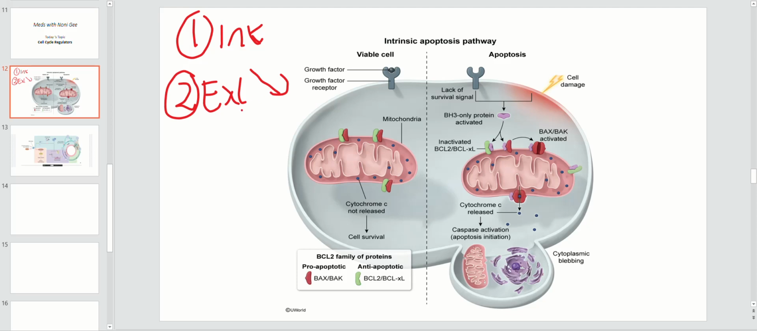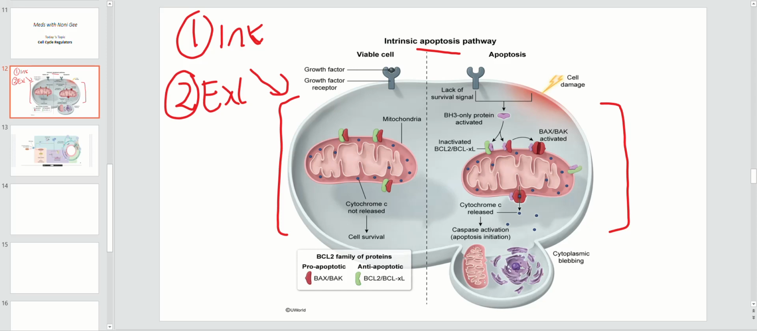So now tell me about this apoptosis process, starting with the intrinsic pathway. This side of the picture shows what normally happens, and when the cell is damaged, what happens and how the cell goes into apoptosis, right? Over here, normally, let's say these are viable cells, not undergoing apoptosis.